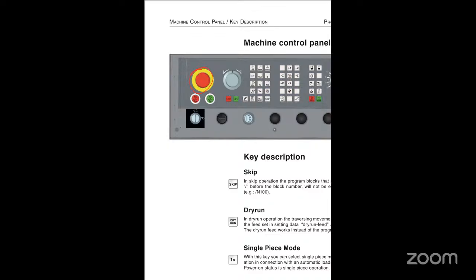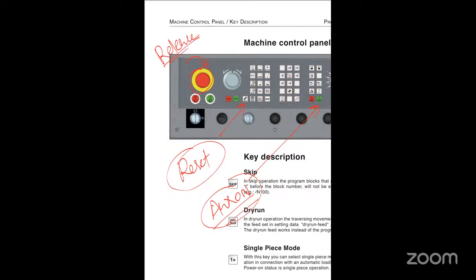To release this emergency, you have to rotate this, then press this reset button and then press this auxiliary on. Then only you can start the machine. How can you release the emergency button? Just rotate it, press reset and press auxiliary on.